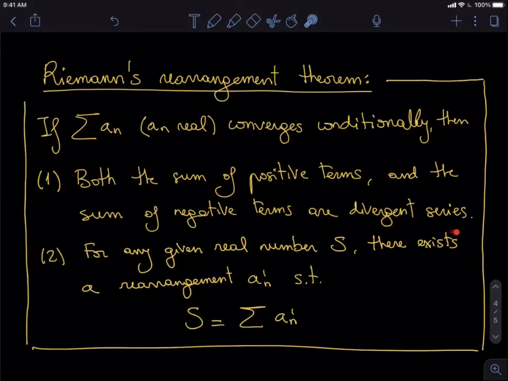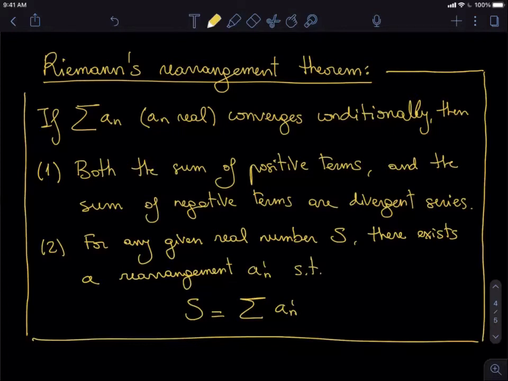actually two divergent series involved, one with the positive terms and one with the negative terms. So I split the theorem in two parts. The first one just says that both the sum of the positive terms and the sum of the negative terms are divergent series. And then the second part, that is the important thing, says that for any given real number you pick, there exists some rearrangement a_n' such that the sum of the rearranged series is going to converge to the original number you gave me.